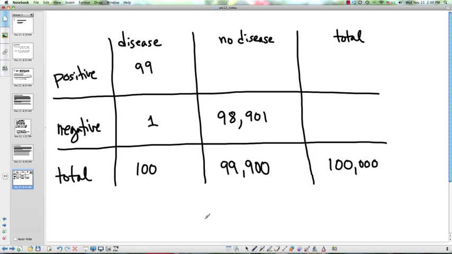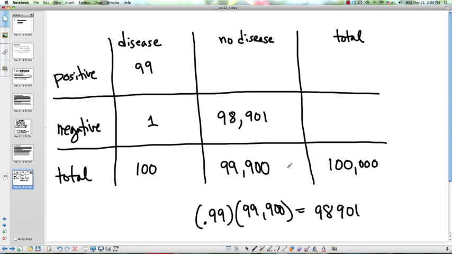98,901. I just multiplied 0.99 times 99,900, and I get this 98,901, which I'm putting here because that's 99% of the people that don't have the disease. 99% of them are going to come out testing negative, which is most of them, right?